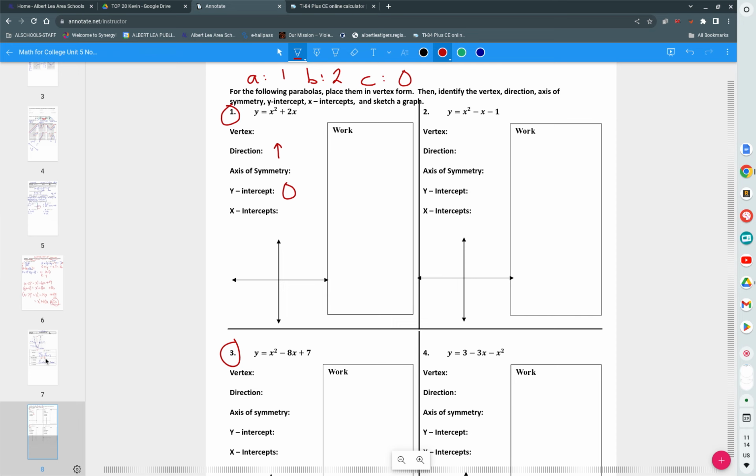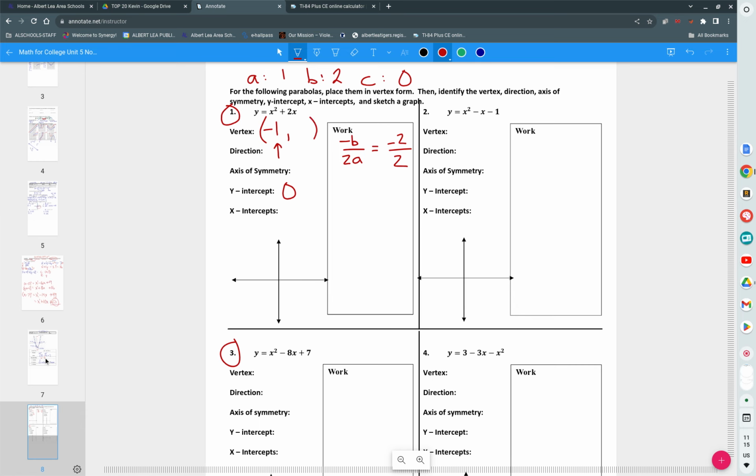Now we use an equation for the vertex. We do negative b, and we divide it by twice the a value. Okay? So what is negative b? Negative 2. Negative 2 divided by, what is 2 times our a value? 2. And what is negative 2 divided by 2? So the x value for the vertex is negative 1.